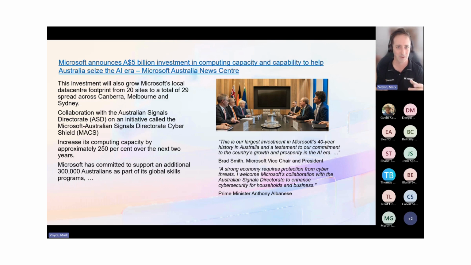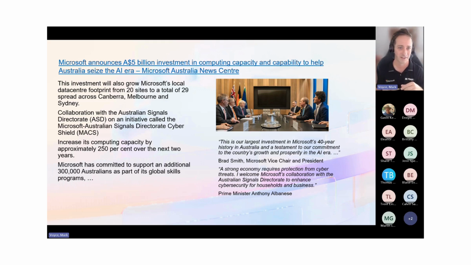They're going to be increasing their footprint of data centers from 20 to 29. And just for an understanding, data centers are where all the compute and all the infrastructure and all the big servers and networking reside that really service what we're doing, such as Microsoft 365 and now Copilot. So they're going to be investing $5 billion over the next few years. That's just here in Australia, not globally.